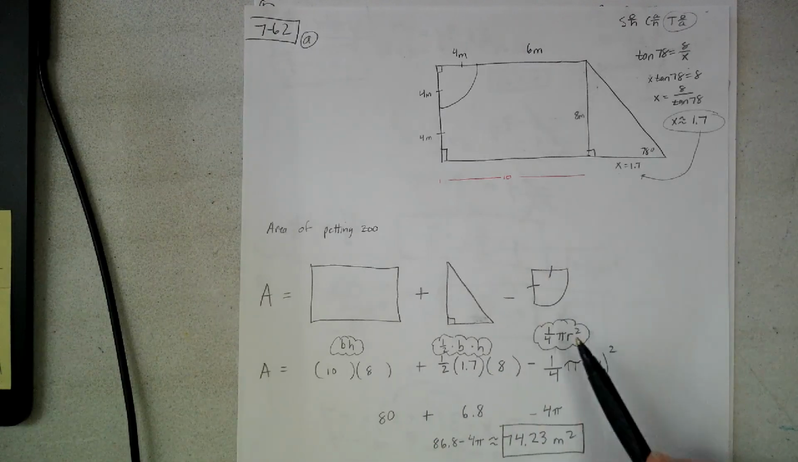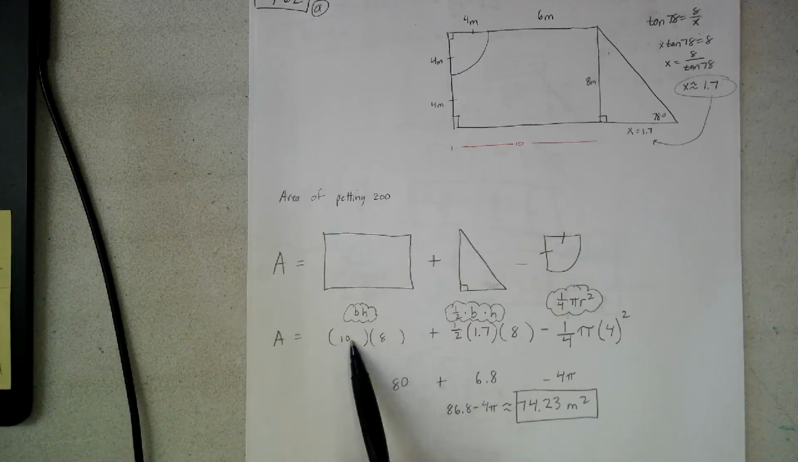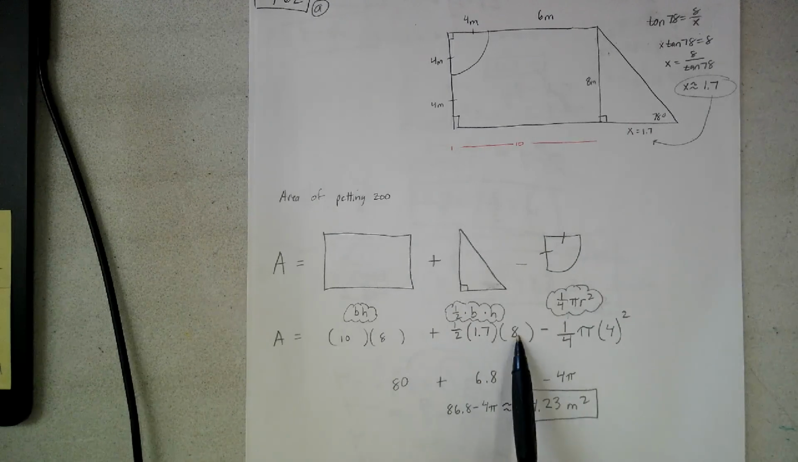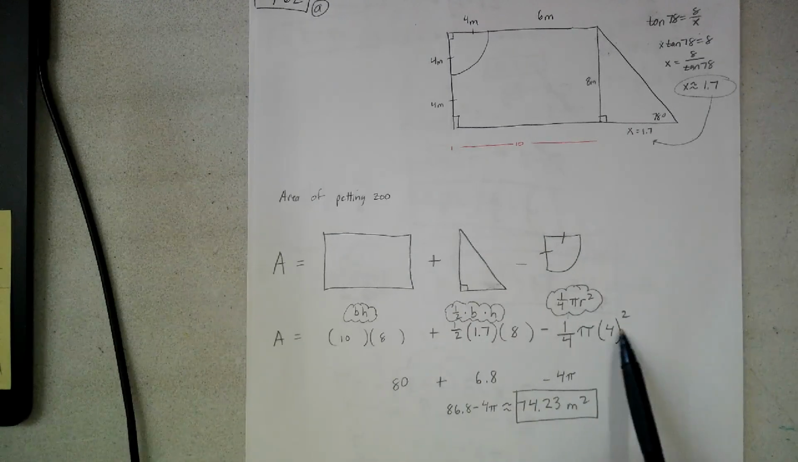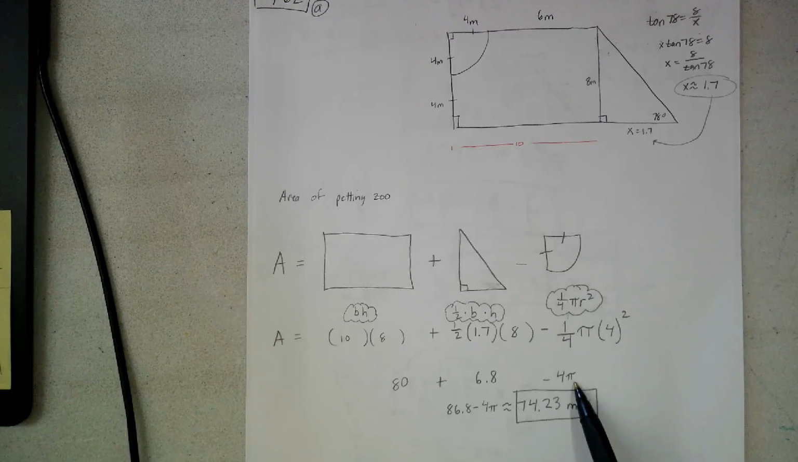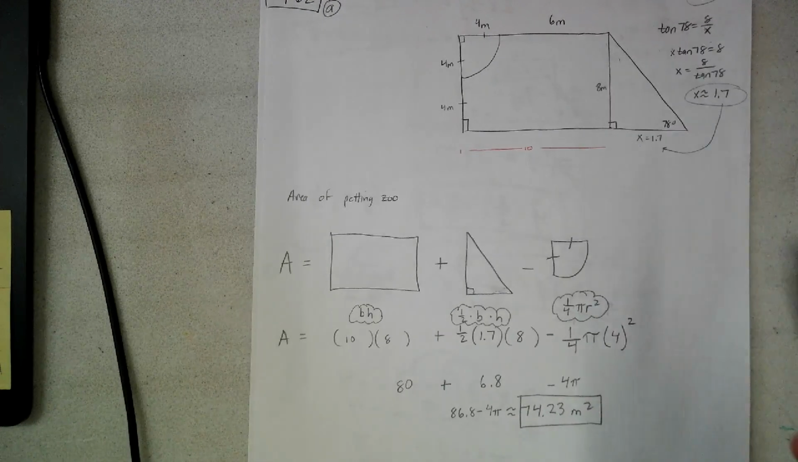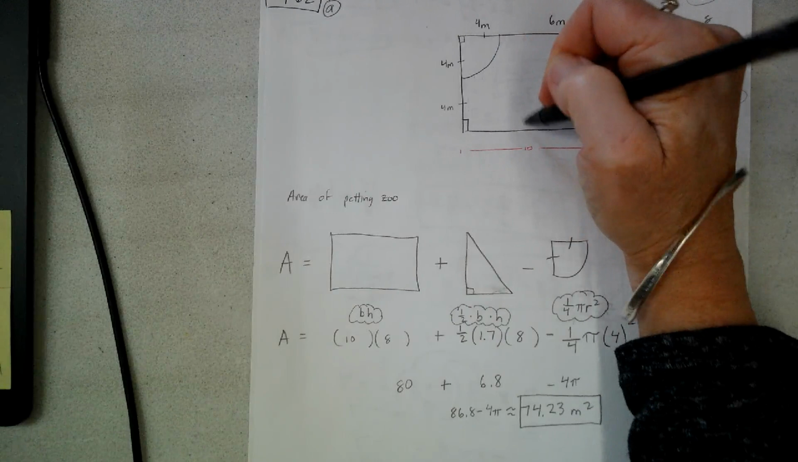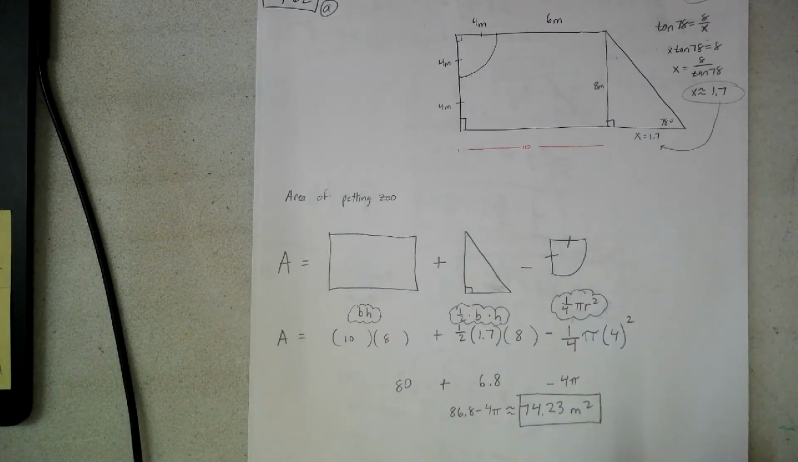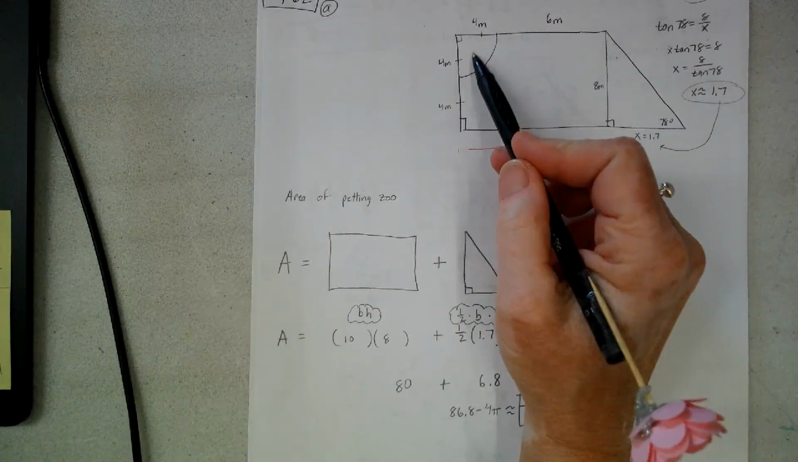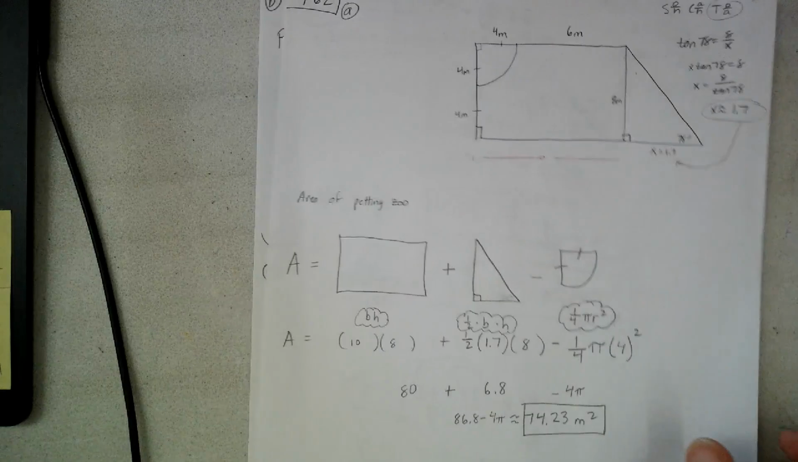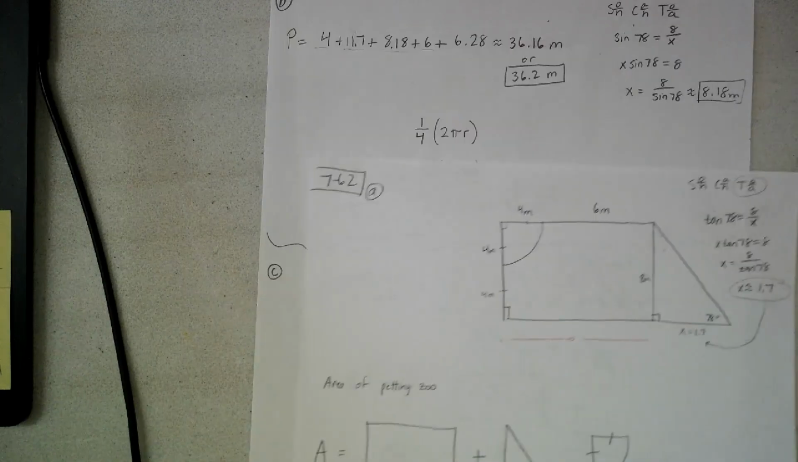Okay, and then the quarter circle, 1/4 times pi times r, and r is 4. Okay, and then I just worked that out. So those made 80. If I multiply all that together, it's 6.8. And this comes out to 4 pi. And then I just put them in my calculator. And I got this area. So that's the area of the pen. And this part is shaded, by the way. I don't know what to write on it, but it's all shaded except for that little quarter circle. Okay, so that was letter A.